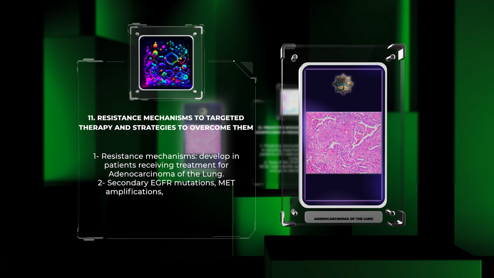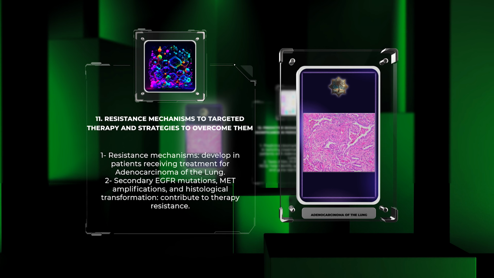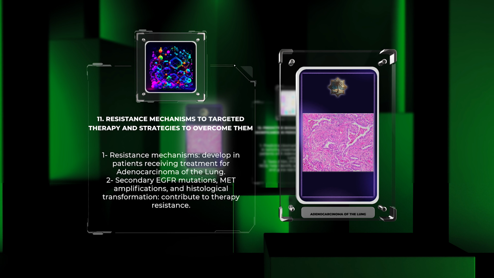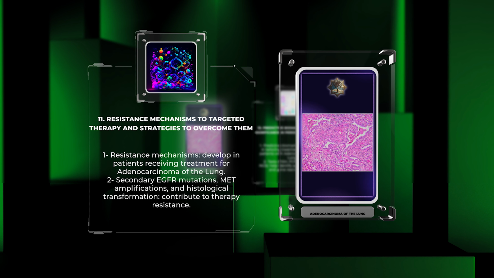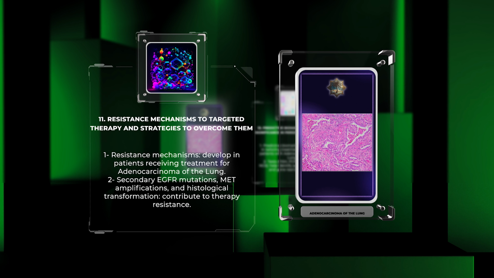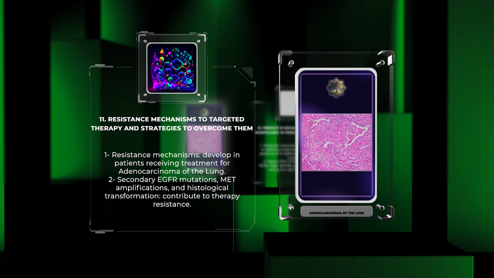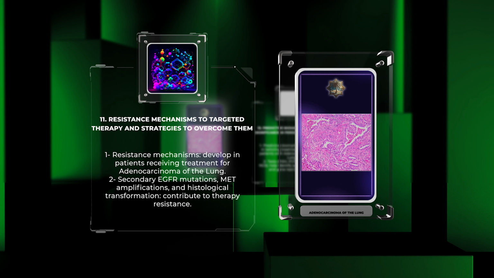Despite the remarkable success of targeted therapies, resistance mechanisms inevitably develop in patients receiving treatment for adenocarcinoma of the lung. Evolution of secondary EGFR mutations, MET amplifications, and histological transformation are some of the mechanisms contributing to therapy resistance. Understanding these resistance mechanisms is crucial for developing new therapeutic approaches and improving treatment outcomes. Ongoing research aims to identify innovative strategies, such as combining targeted therapies, immunotherapy, and exploring novel treatment targets, to overcome resistance and prolong patient survival.